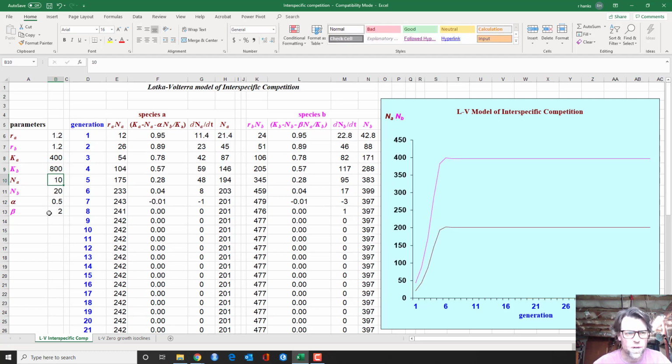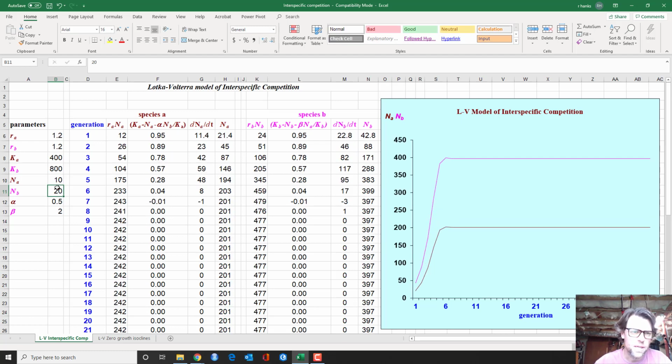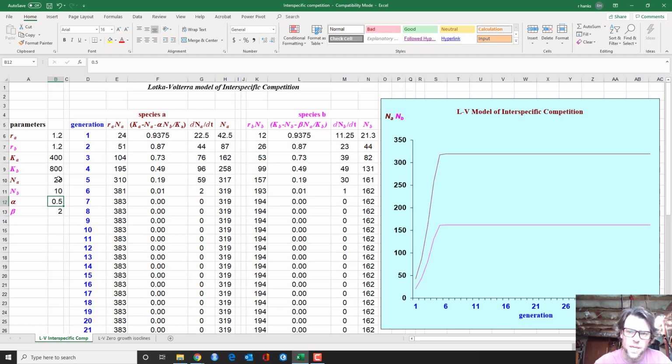We start at 10 and 20. If we change 10 to 20, you'll see that the two populations at that point become equal. We change that back, and then let's change this to 20 and the other species to 10, and you can see that the two species sort of flip places in terms of their population numbers.